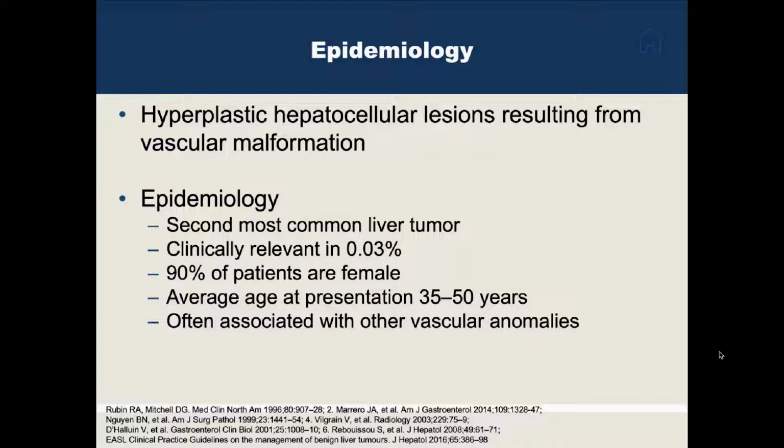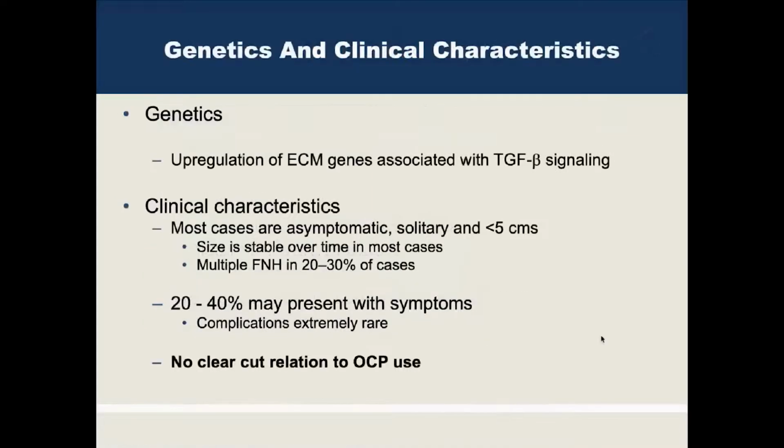90% of these patients are female. The average age of onset is 35 to 50 years. Like I mentioned before, the other vascular anomalies that may be associated with FNH include a hepatic hemangioma. Other tumors, such as a hepatocellular cancer, can also be observed in tandem with a focal nodular hyperplasia. All of these point to the fact that this is a vascular anomaly that leads to these lesions. The genetics of an FNH involves upregulation of the extracellular matrix genes associated with TGF beta signaling.